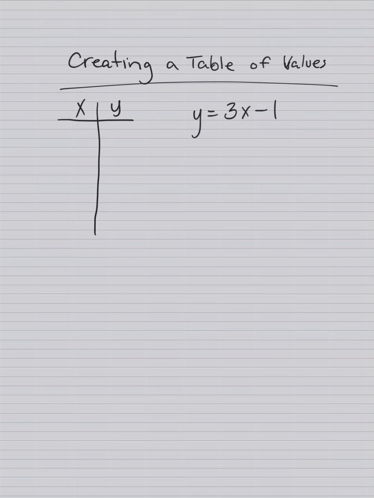Let's just go. We're going to go over how we can create a table of values for a given equation. So we're going to start with a simpler example. We have the equation y equals 3x minus 1. This is simpler because the y, which we're going to be trying to find, is already all by itself. And we'll get a harder one after.